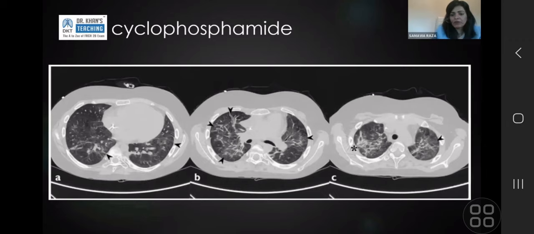pneumonitis. Over time, the lung, as it's getting put through that insult, will constantly be trying to heal itself. So it will start developing architectural distortion within days. So you can have acute inflammation and you can have distortion on the same scan. And over time, the acute inflammation, if the drug is stopped, will go away. And architectural distortion will take a bit longer to resolve and may never resolve completely.